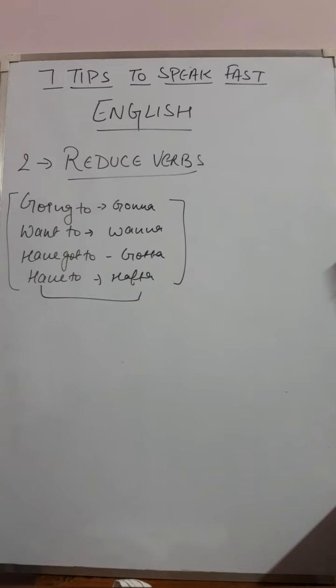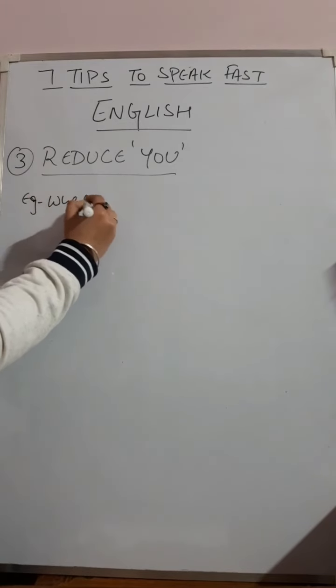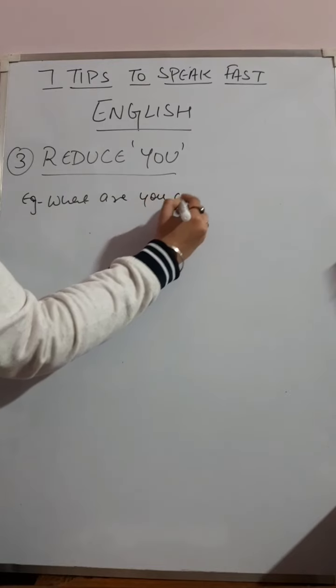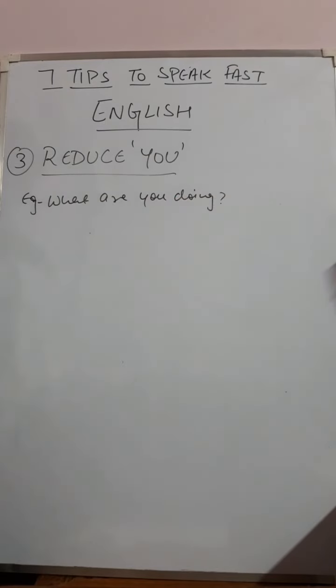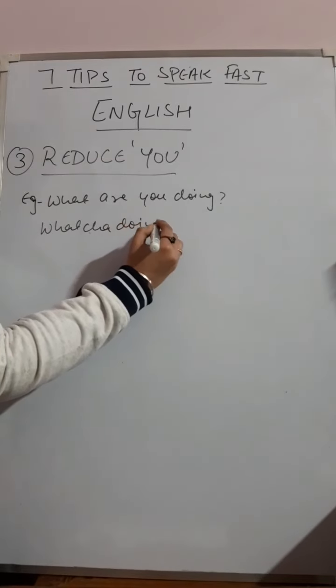Now let's move on to the third tip, which is reduce you from the sentence. Now the question comes, how can we reduce you from the sentence? Let's take an example. Let's say, what are you doing? What can I say by reducing this you from the sentence? I can say what you're doing. In this sentence, I have removed you from the sentence.